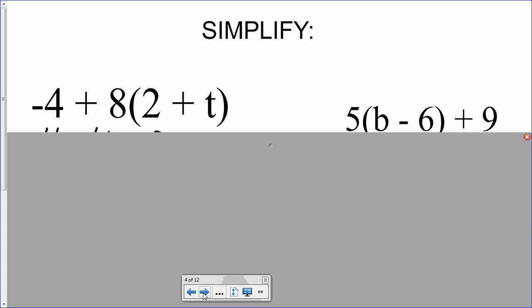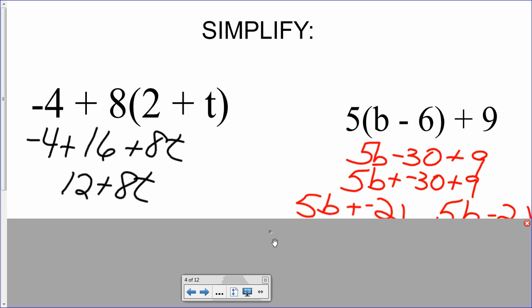When we simplify expressions, we're going to start with the distributive property. In this case, we have negative 4 plus 8 times 2 is 16 plus 8 times t is 8t. The only like terms we have are negative 4 and 16, which combine to be 12. So our simplified answer is 12 plus 8t. Notice that we don't come up with just one answer. There's no equal sign here.